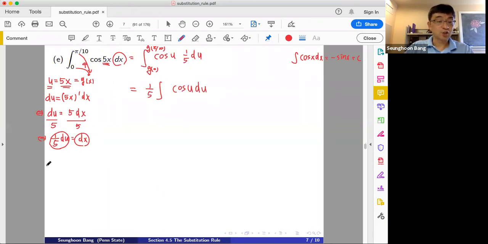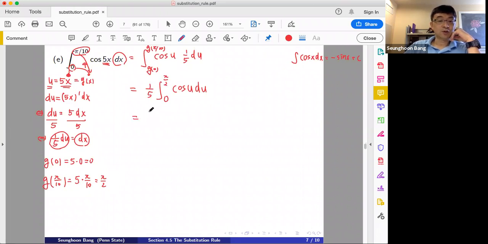One more thing: what is g of 0? Could you write your answer on the chatting board? What is g of 0? Yeah, because you plug 0 into this x, 5 times 0 is exactly 0. The lower limit is 0. What is g of pi over 10? Could you write your answer? Yeah, pi over 2, thank you. You can plug pi over 10 into this x: 5 times pi over 10, the 5 is crossed out, so we have pi over 2.